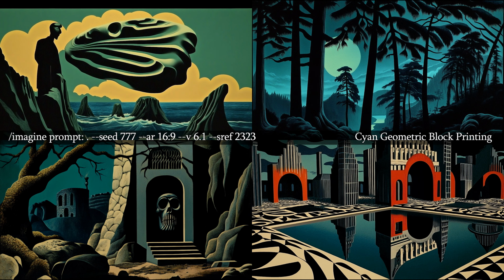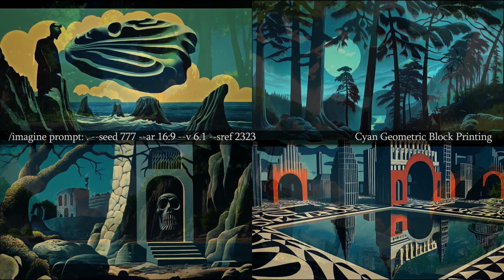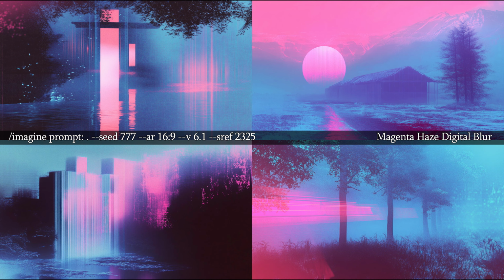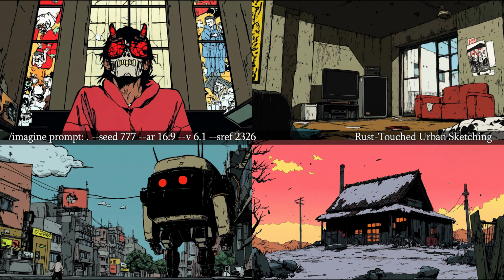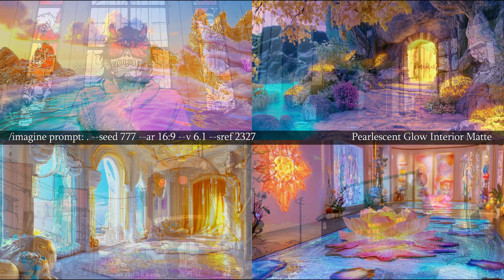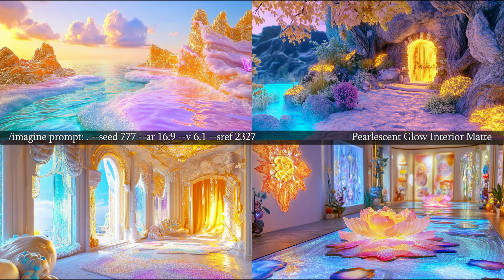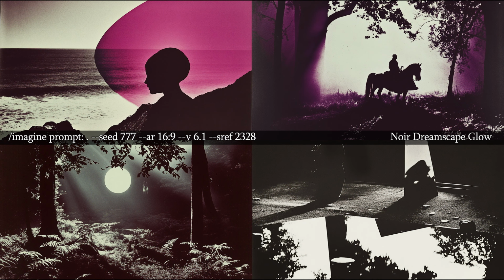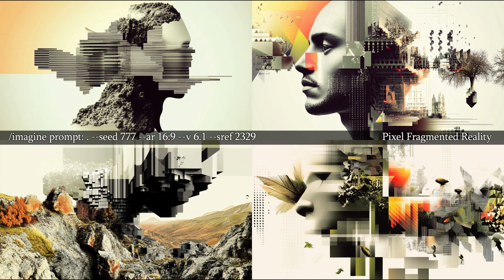2323 Cyan Geometric Block Printing. 2324 Skyline Ink Digital. 2325 Magenta Haze Digital Blur. 2326 Rust Touched Urban Sketching. 2327 Pearlescent Glow Interior Matte. 2328 Noir Dreamscape Glow. 2329 Pixel Fragmented Reality.